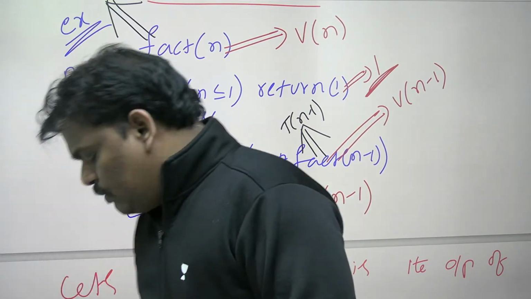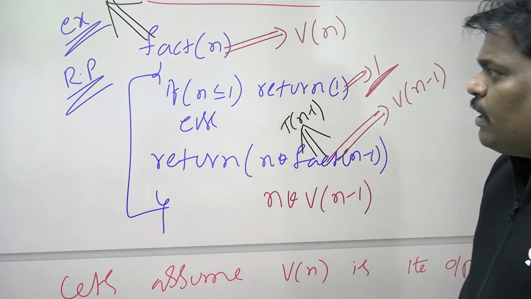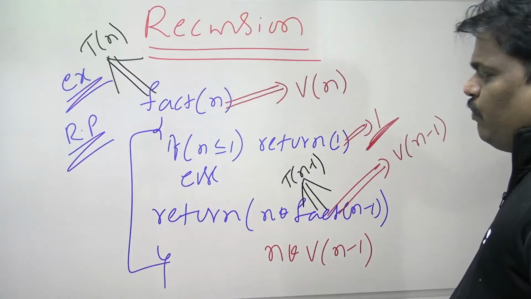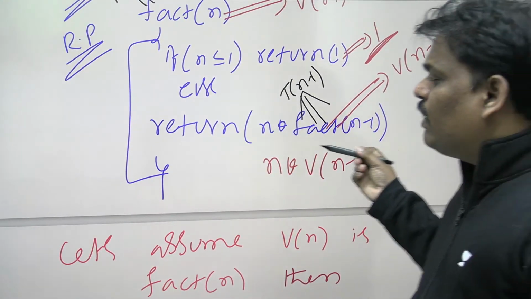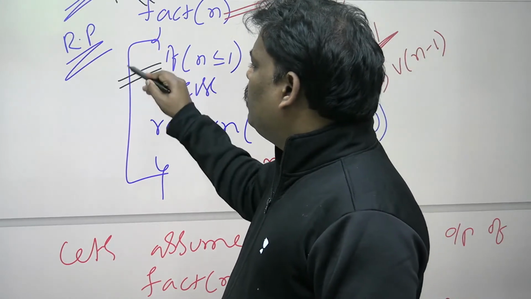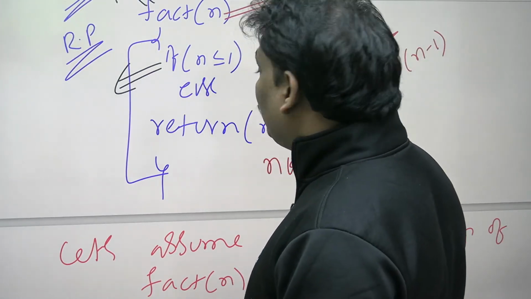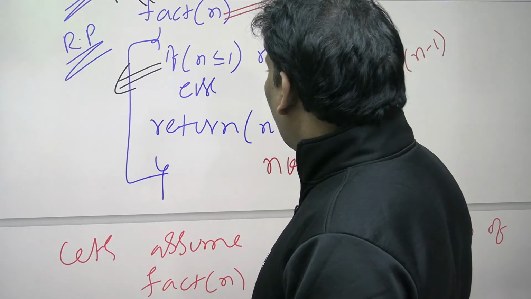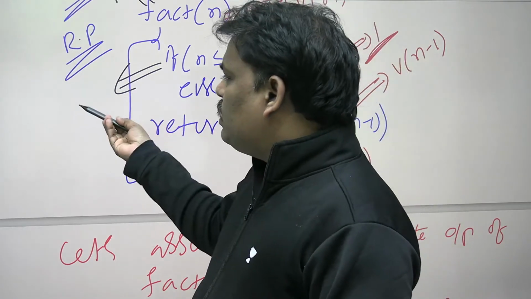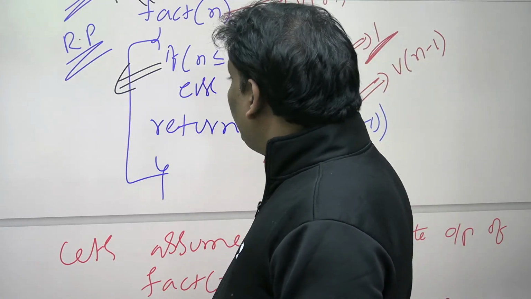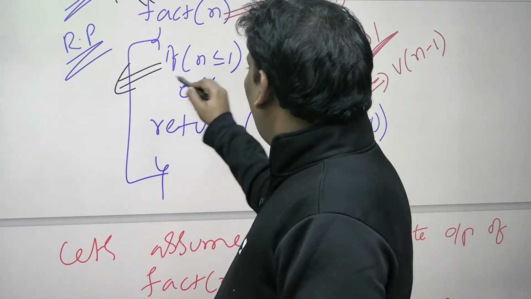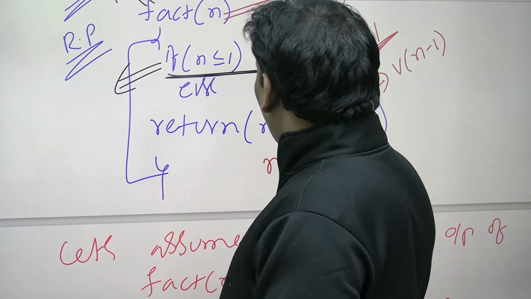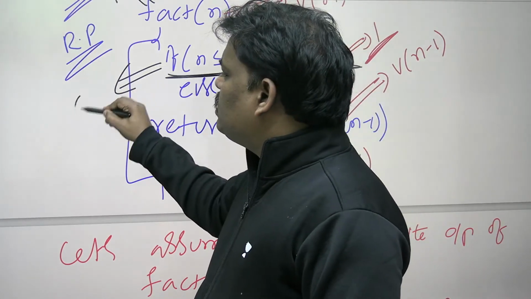Now see this. Fact of n time complexity T of n, if you assume fact of n minus 1 time complexity T of n minus 1. Now can anyone help me? If n less than or equal to 1, return 1. What is the time complexity? No loop, nothing. Time complexity is constant.